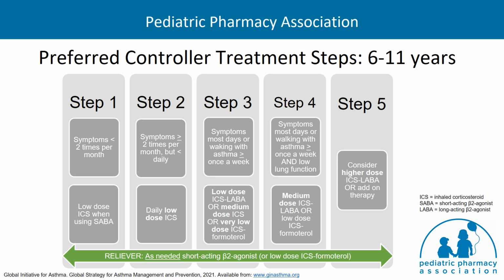In step 2, a daily low-dose inhaled corticosteroid is introduced. As patients reach step 3 and 4, the doses of inhaled corticosteroids will be increased, and there's an option for introducing inhaled corticosteroids and long-acting beta agonists. Similar to the adolescents, at step 5, there is consideration for additional therapies to be added on.